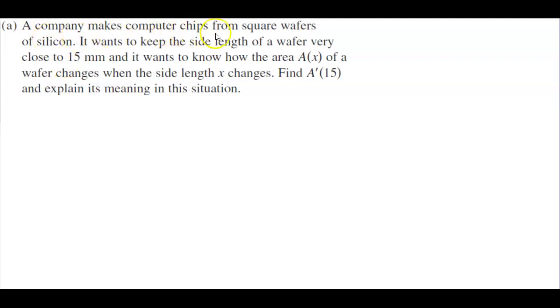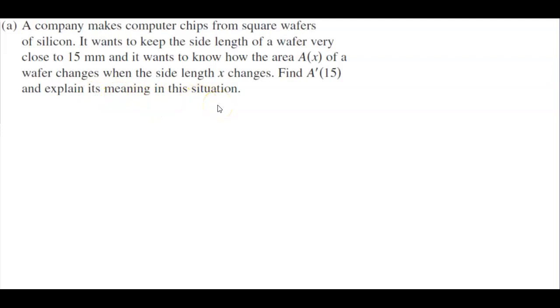A company makes computer chips from square wafers of silicon. It wants to keep the side length of a wafer very close to 15 millimeters. And it wants to know how the area A of x of a wafer changes when the side length x changes. We want to find A prime of 15 and explain its meaning in this situation.